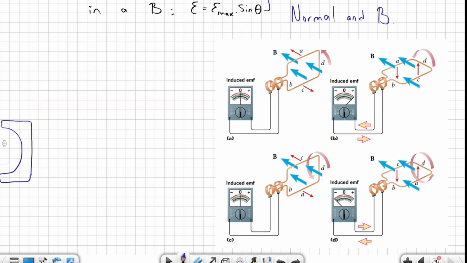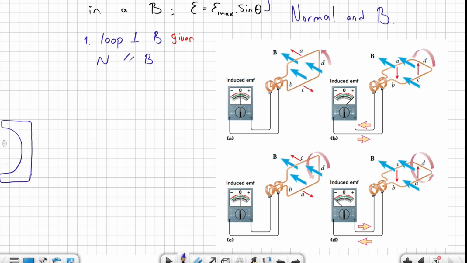Let's have the picture here of all four cases. We have two orientations. On the left side, you can see that the loops are perpendicular to the magnetic field. On the right, the loops are parallel to the magnetic field. When the loop is perpendicular to the magnetic field, the angle between the normal and the field will be 0 because they are parallel to each other. The loop and the normal are opposite to each other. If the loop is perpendicular, the normal is parallel to the magnetic field.